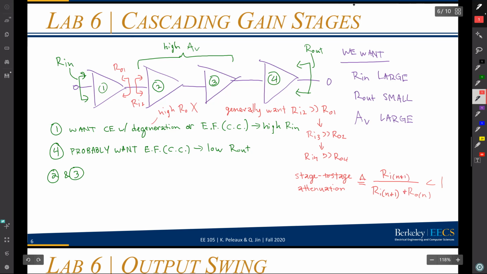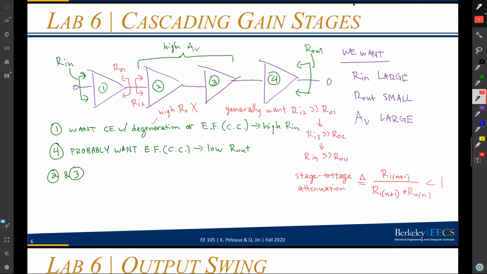And so, yeah, I could make the first stage a common emitter with degeneration, try and get some gain out of that. But if I have a high output resistance to my first stage, then I might lose a lot of that gain just going from stage 1 to 2.